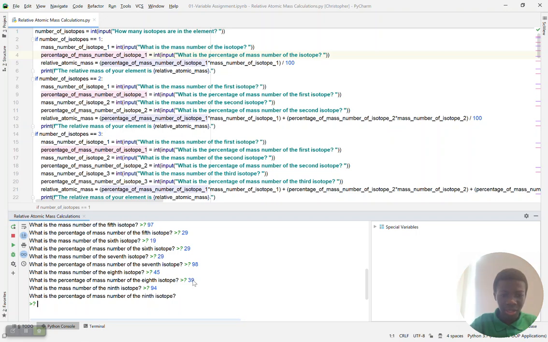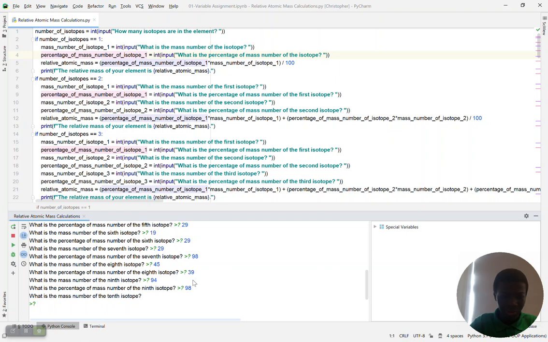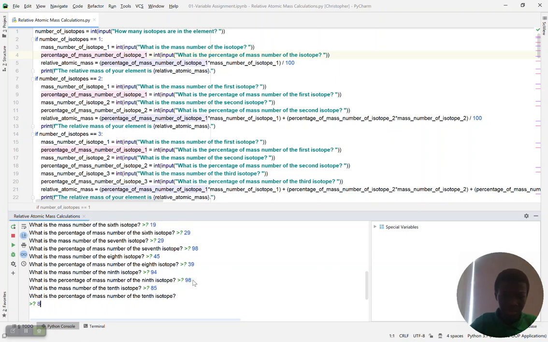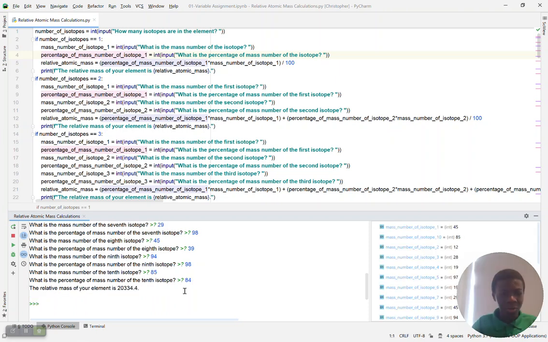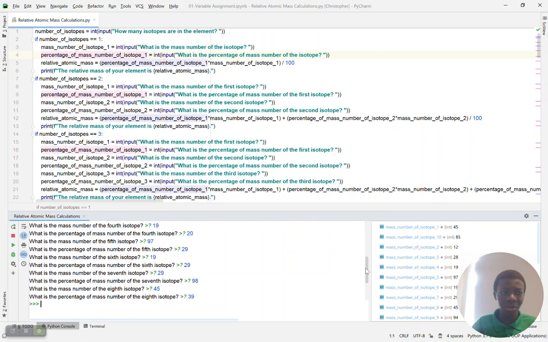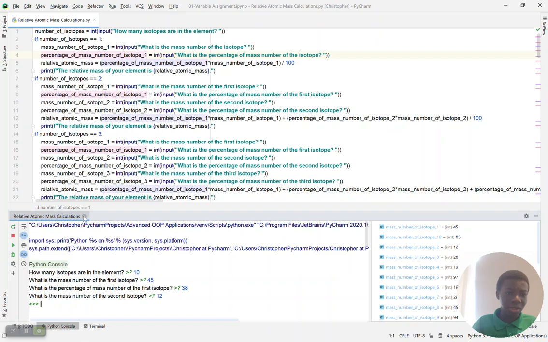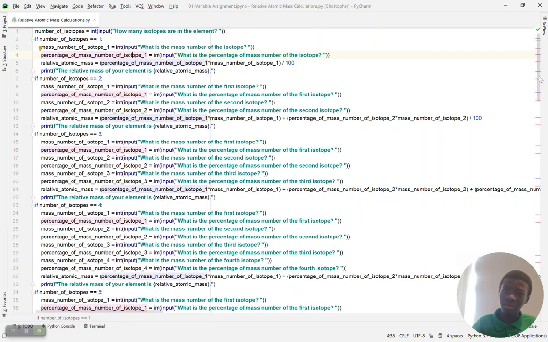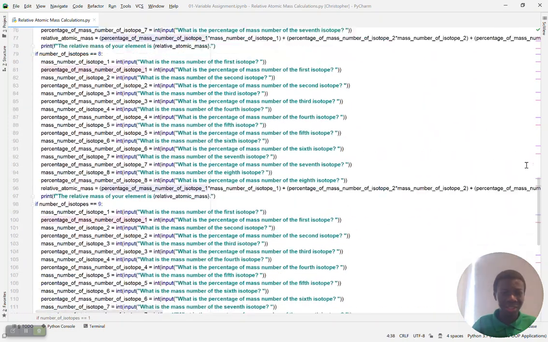Sorry if this is taking any of the time. Almost there to the result. Now we have 84. So here we have it. The relative mass of our elements is 20,334.4. Though it's not normal, it still gives a ballpark figure. So you might even use this whenever you need it. But don't use it to cheat, even though this is just a test run.